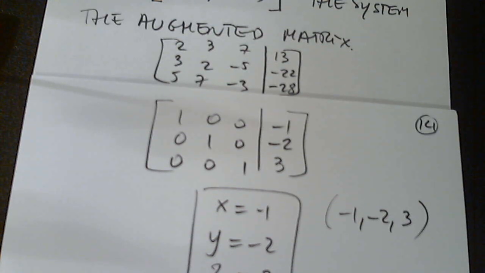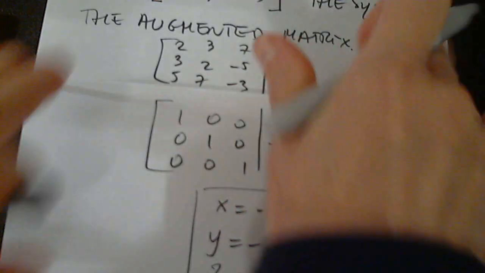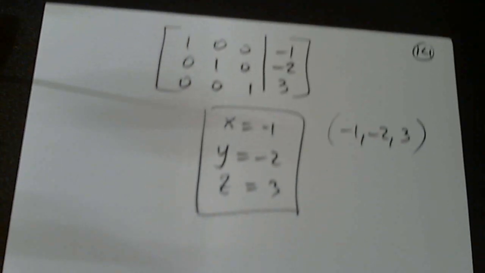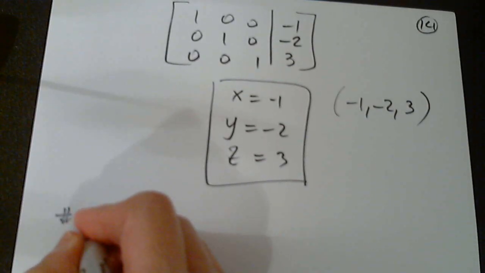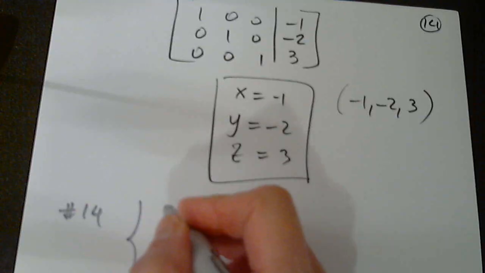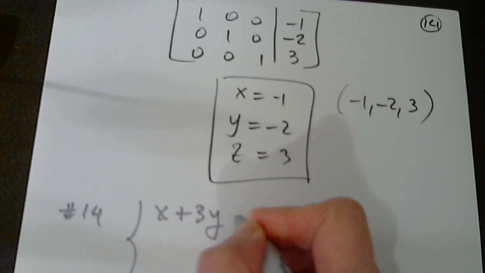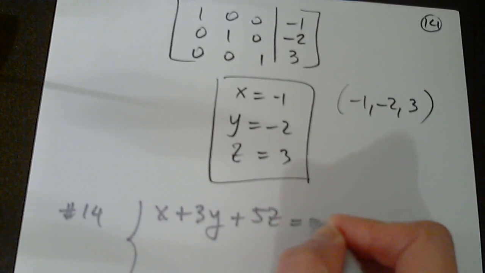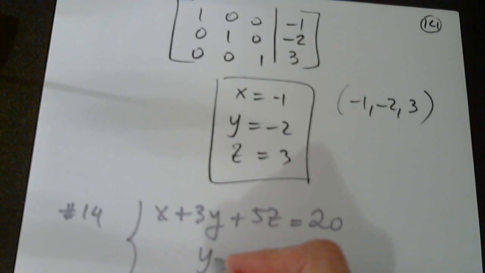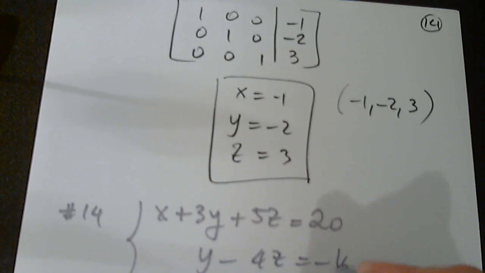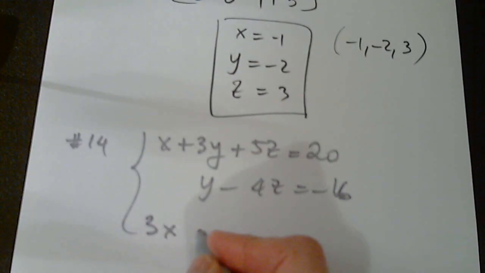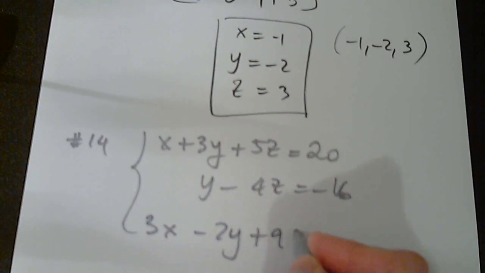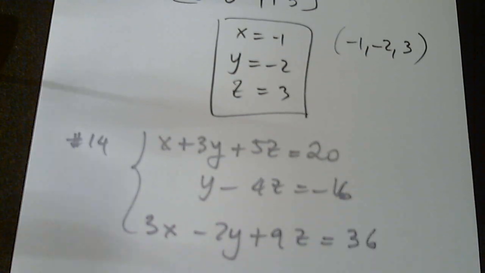Again. Can we do 14? Yes, perfect. It doesn't matter, whichever you pick, it's fine. 14, you said. Okay, so in 14, we have x plus 3y plus 5z equals 20, y minus 4z equals negative 16, and 3x minus 2y plus 9z equals 36.